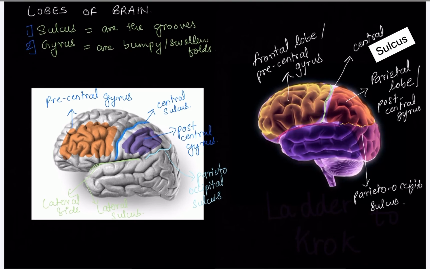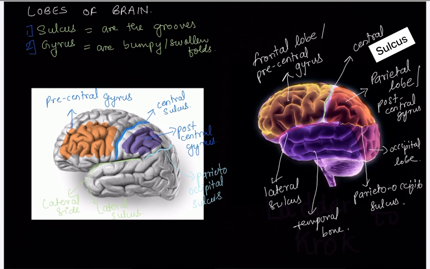And what will be the lobe here? It is occipital lobe. Fine. Then you have this pink color sulcus that is present on the lateral side, hence the term lateral sulcus. And lobe on the lateral side, the same goes with the bone, that is temporal lobe. Okay, so this was all about the sulcus and the gyri. Now let's learn about each lobe in detail.